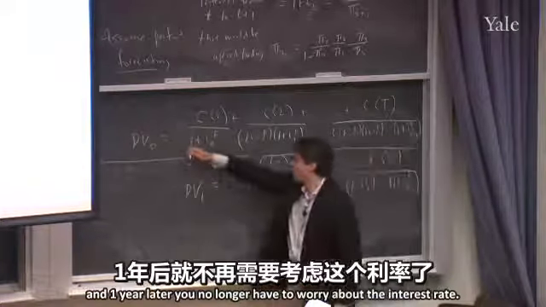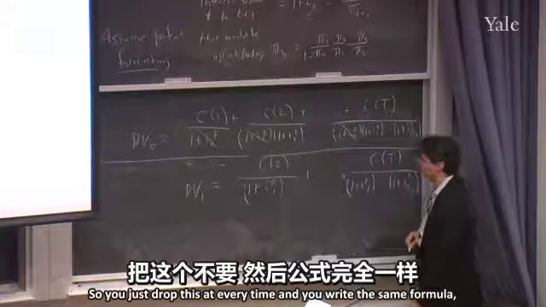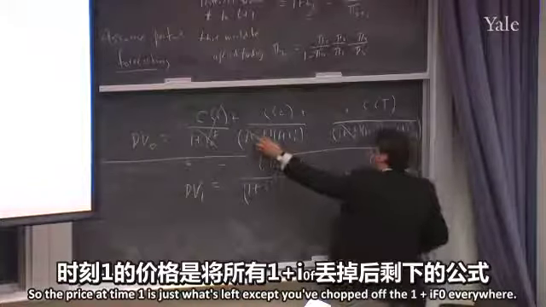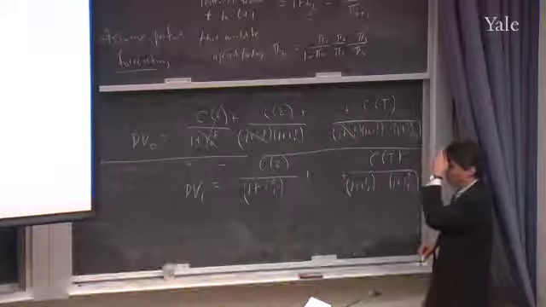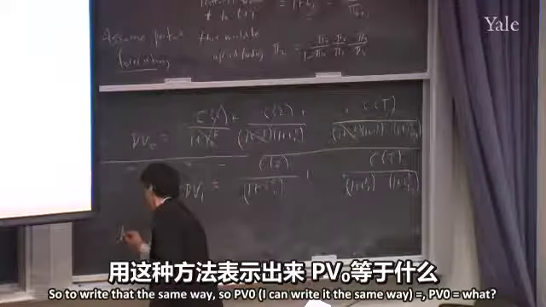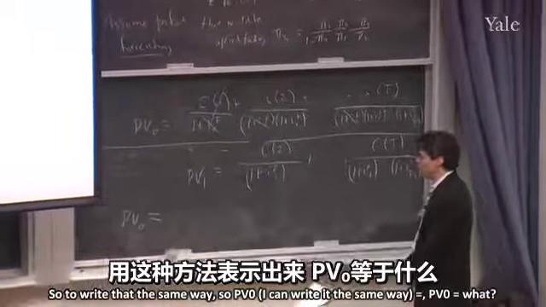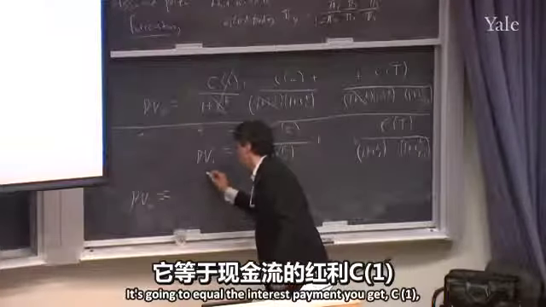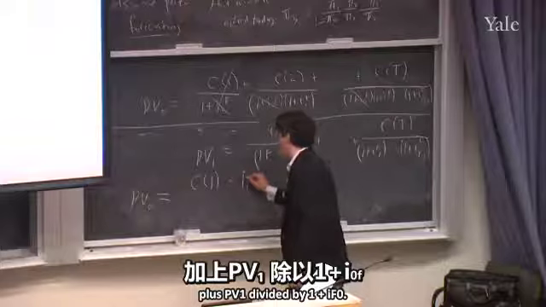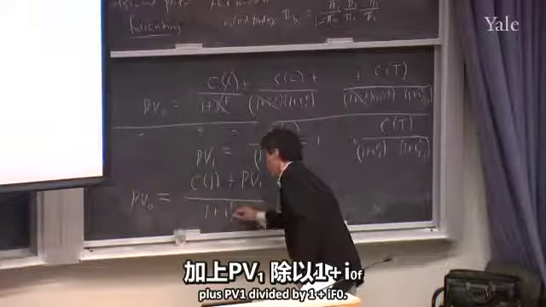And 1 year later, you no longer have to worry about the interest rate. That time already passed. So you just drop this at every time, and you write the same formula. And of course, you drop C1 because that's all finished. So the price at time 1 is just what's left, except you've chopped off the 1 plus I of 0 everywhere. Okay, so to write that the same way, PV0 equals what? It's going to equal the dividend you get, the cash flow you get, C1, plus PV1 divided by 1 plus IF0.